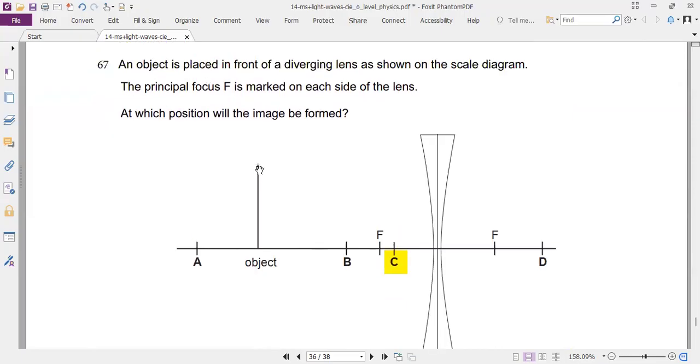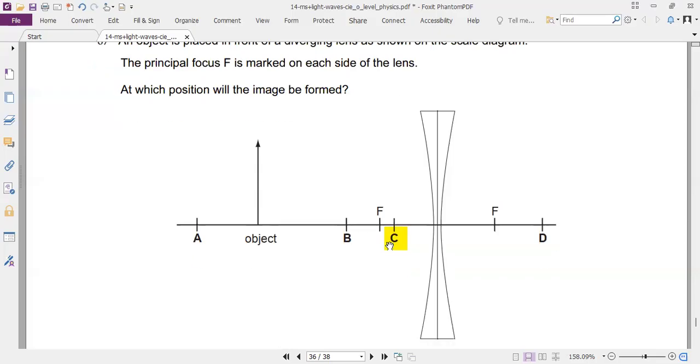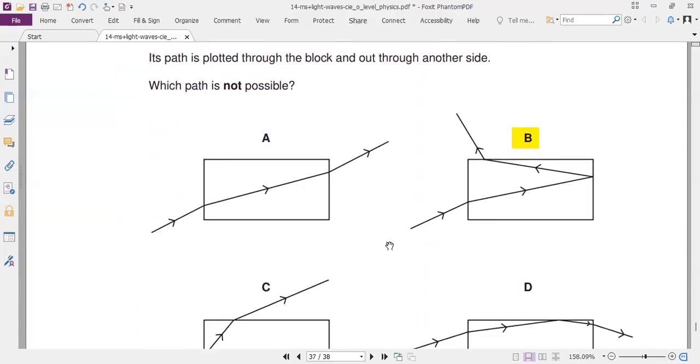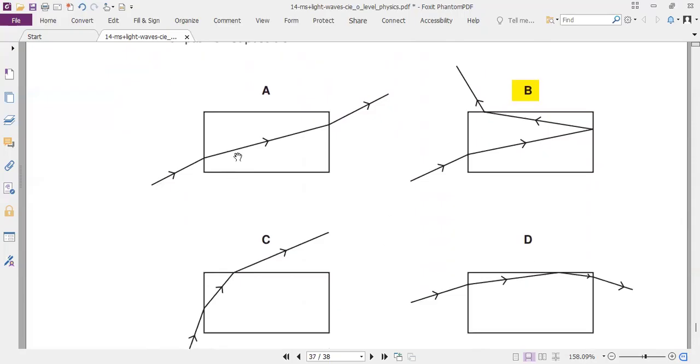So we have an object. Where is the image? Well, one ray goes here, through F. The second one goes through the optical center. They both meet at this point. This is where the image is. Which one is not possible? This is possible, very good, possible. This is possible, this is possible. They're all refraction taking place.